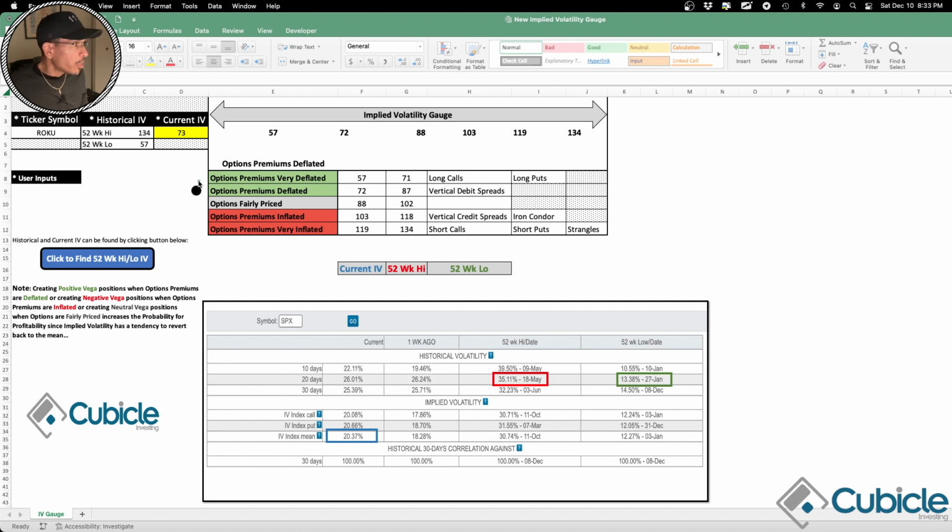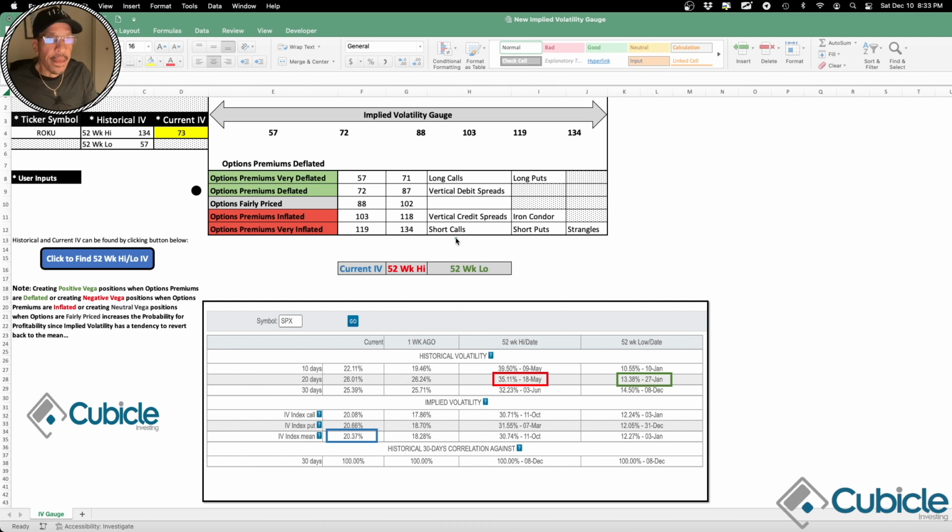And so depending on where the black dot falls, it gives you a recommendation of what kind of option strategy you need to look at to implement based upon the current IV in comparison to the historical IVs for whatever underlying you're looking at. And in this case, we're looking at ROKU. And so this here is a quick way to determine whether or not premiums are inflated or deflated.